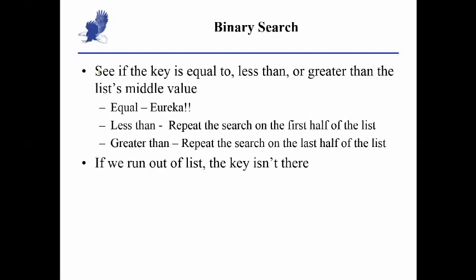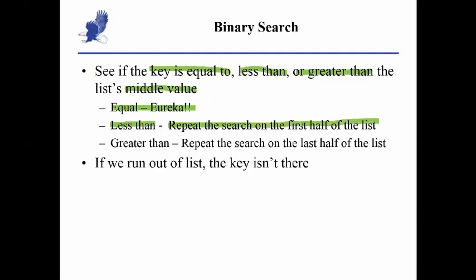And the binary search works something like this. Remember, we have a sorted list, and we look at the middle of the list. And what we ask ourselves is: is our key equal to what we find, less than what's in the middle, or greater than what we find? If it's equal, great, fine, we found our key. If our key is less than the middle value, we know that if our key is in there, it's in the first half of the list.